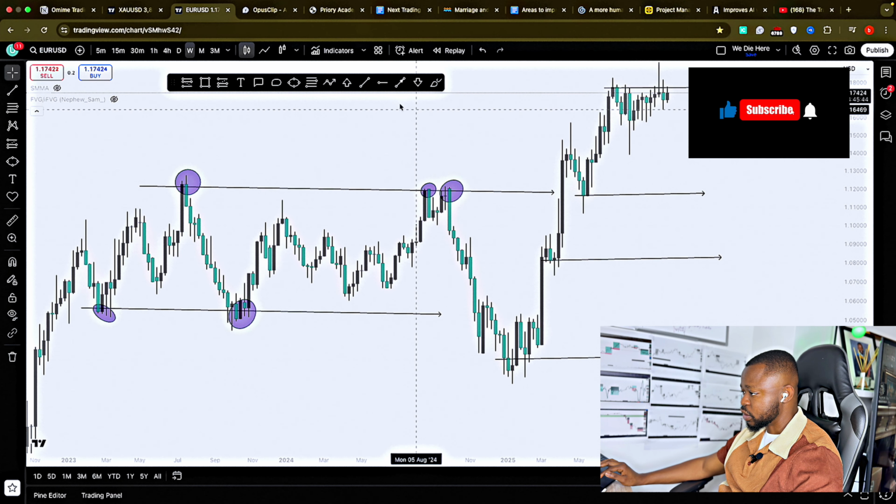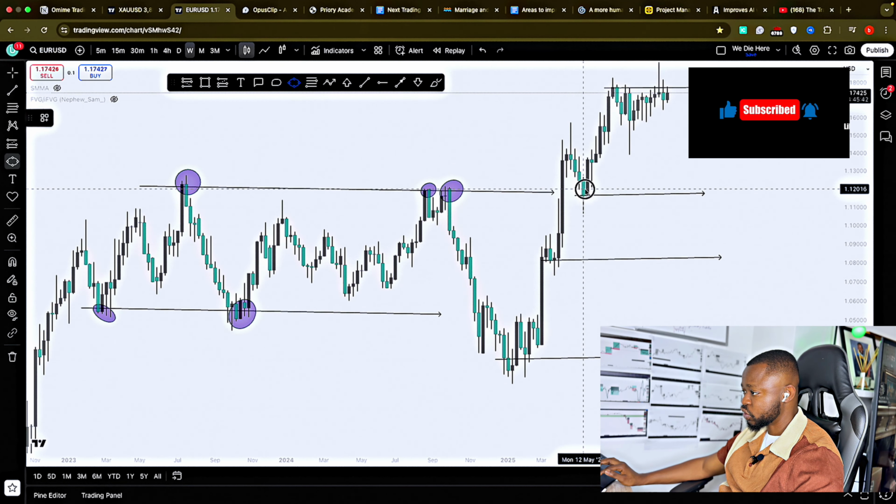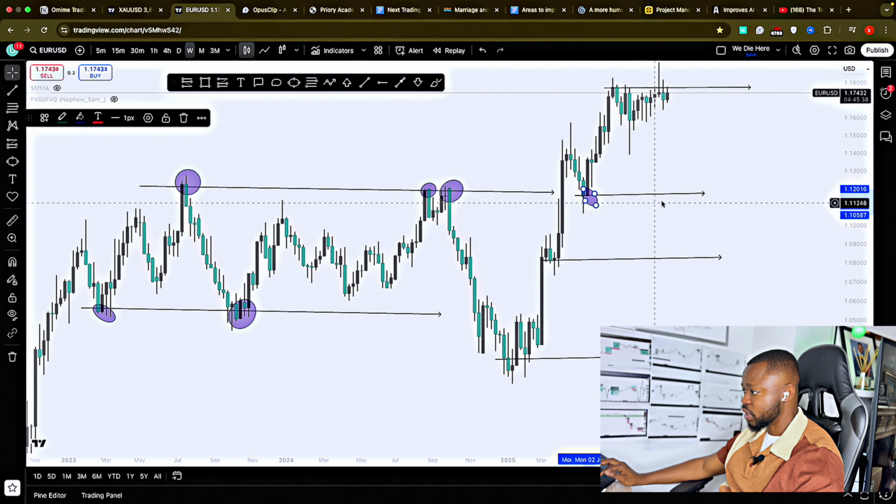You can see a rejection candle, you can see rejections here. So this is a support zone. If price comes back to this area now, you're expecting price to at least have a rejection, a reaction, in this area.